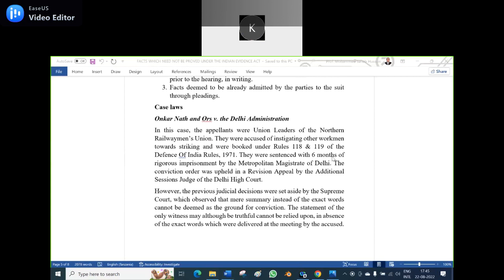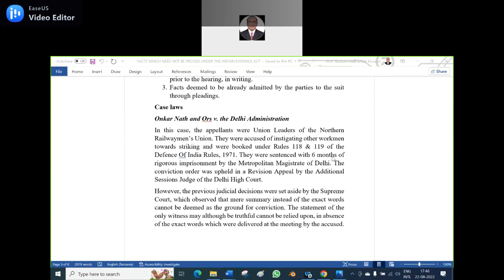In this case, the appellants were union leaders of the Northern Railwaymen's Union. They were accused of instigating other workmen towards striking and were booked under Rules 118 and 119 of the Defence of India Rules, 1971. They were sentenced to 6 months of rigorous imprisonment by the Metropolitan Magistrate of Delhi. The conviction order was upheld in appeal.